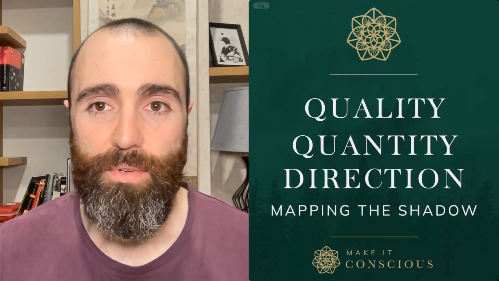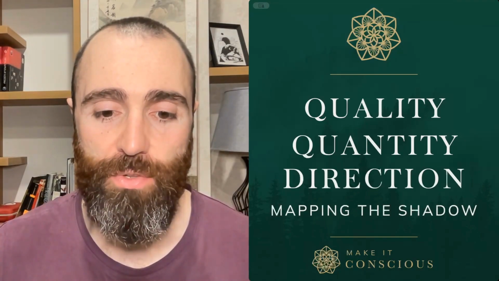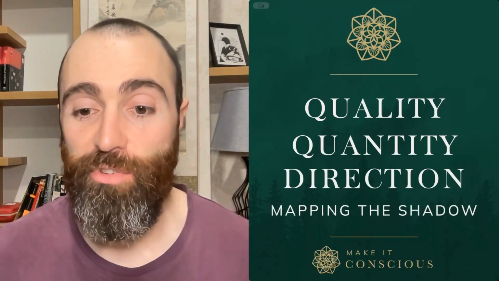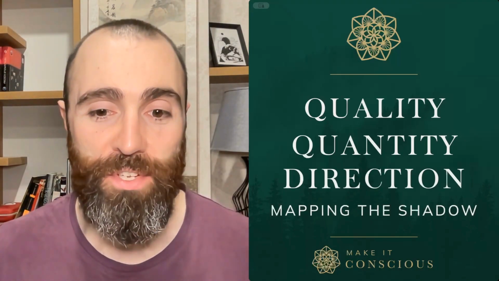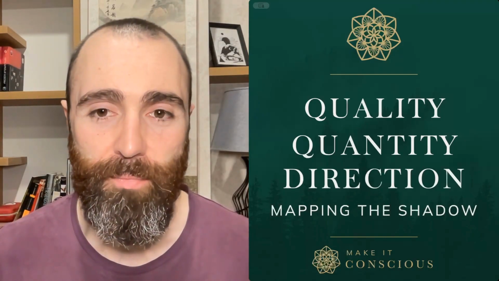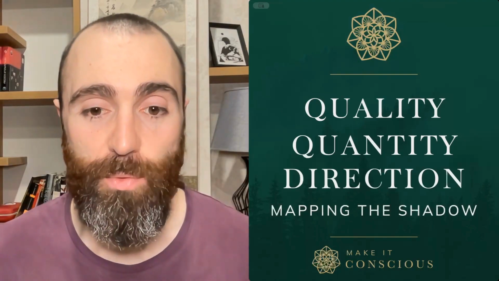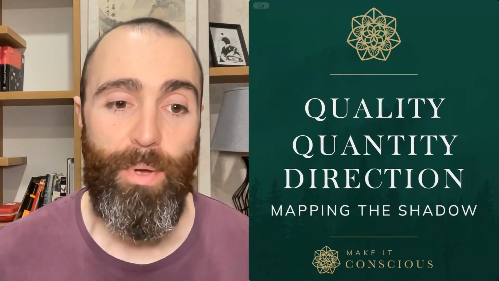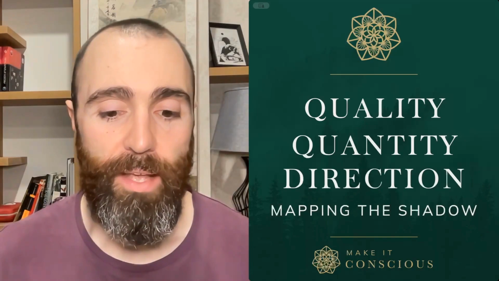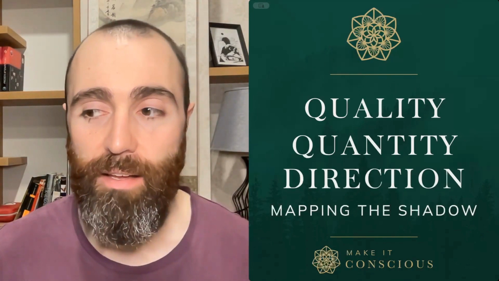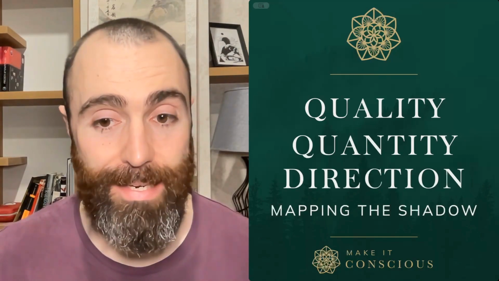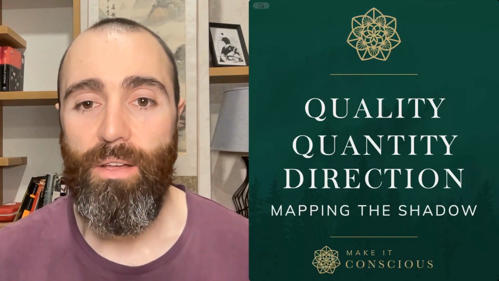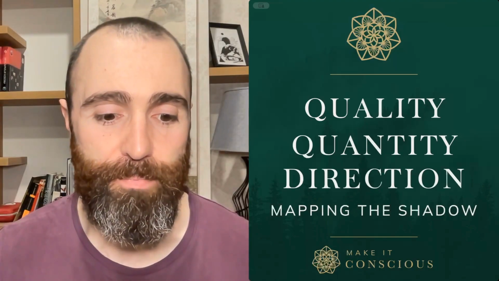We're getting into something quite core here, relating to the structure of the shadow map itself. So this episode I provisionally called Quality, Quantity, and Direction. 3 dimensions that we need to understand as we talk about the shadow map. These are 3 aspects of any form of energy, any movement of mind, any personality trait, any idea. It relates to these 3 aspects here: quality, quantity, and direction.